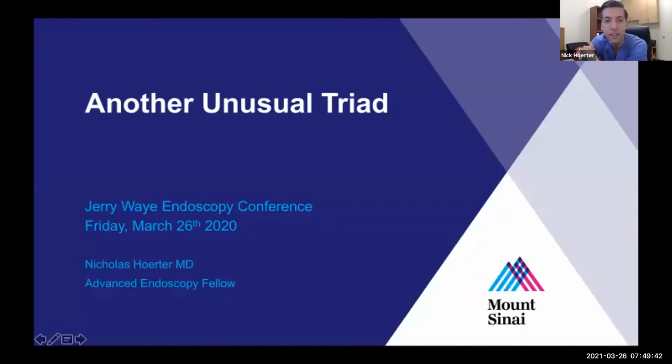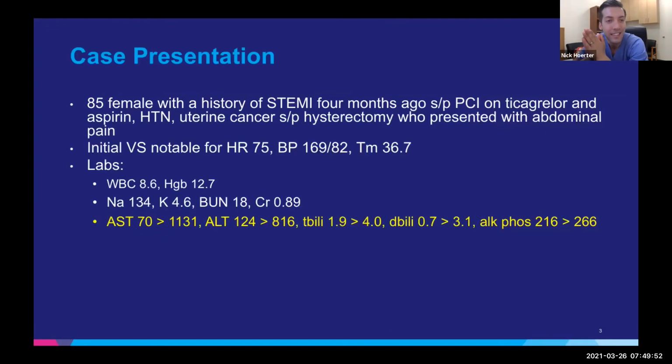Today I'm going to present yet another unusual gallbladder triad to go with our other unusual gallbladder triads of gallstone ileus and Bouveret syndrome. So this is an 85-year-old female. She has a history of coronary artery disease, and she had a STEMI 4 months ago and had a stent placed, so she's on ticagrelor and aspirin. And she presented with abdominal pain.